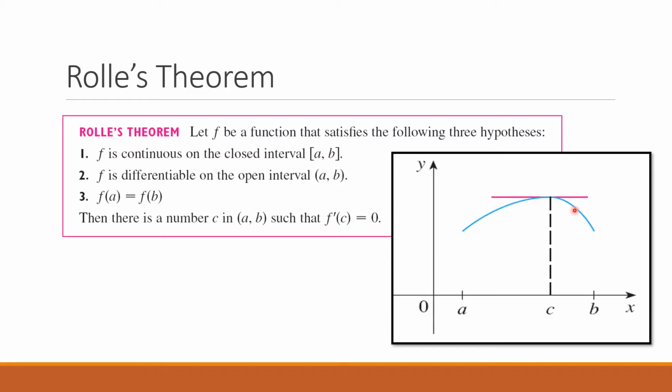At any point in this function, it is differentiable, meaning the right and the left differentiation are the same. And f of a equals f of b, the y value of the first point equals the y value of the final point. Then there will be a point in the interval where the derivative equals 0. So again, if my function is continuous, if my function is differentiable, and if it starts and ends at the same y value, then within this function there will be a point like this one where the slope is horizontal, or the derivative is equal to 0.